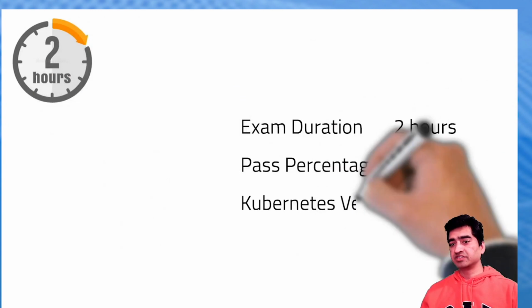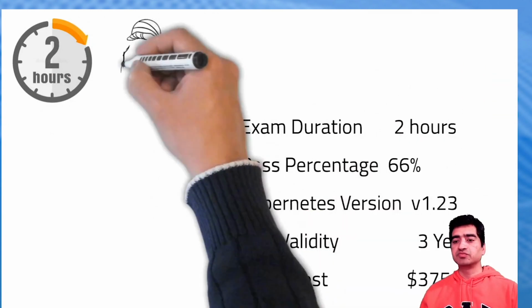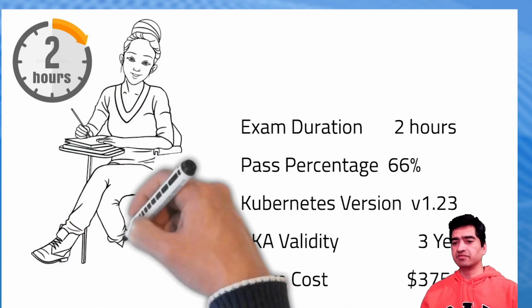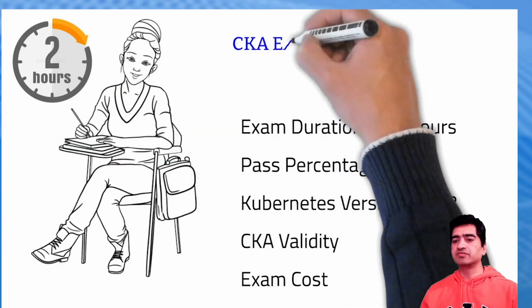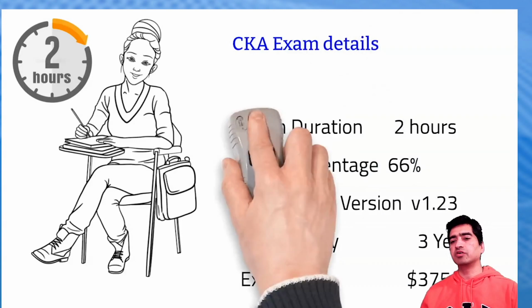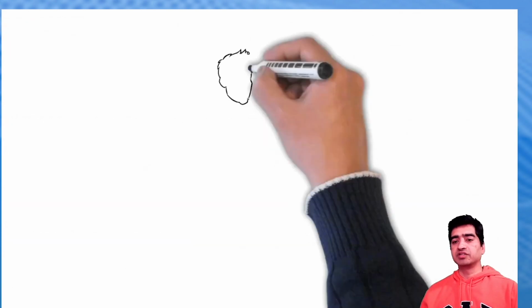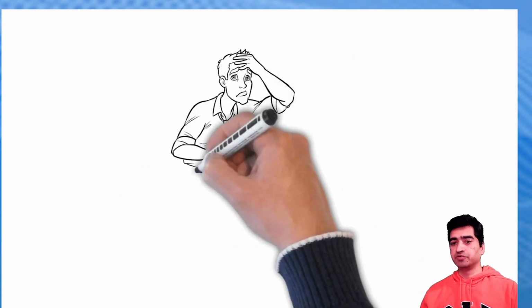The exam is 2 hours. The passing score you need is 66%. The Kubernetes version is 1.23. This is not much relevant, but still I mention it. It has 3 years validity and the exam cost is $375. If you are taking it during Thanksgiving, then it will be even cheaper.